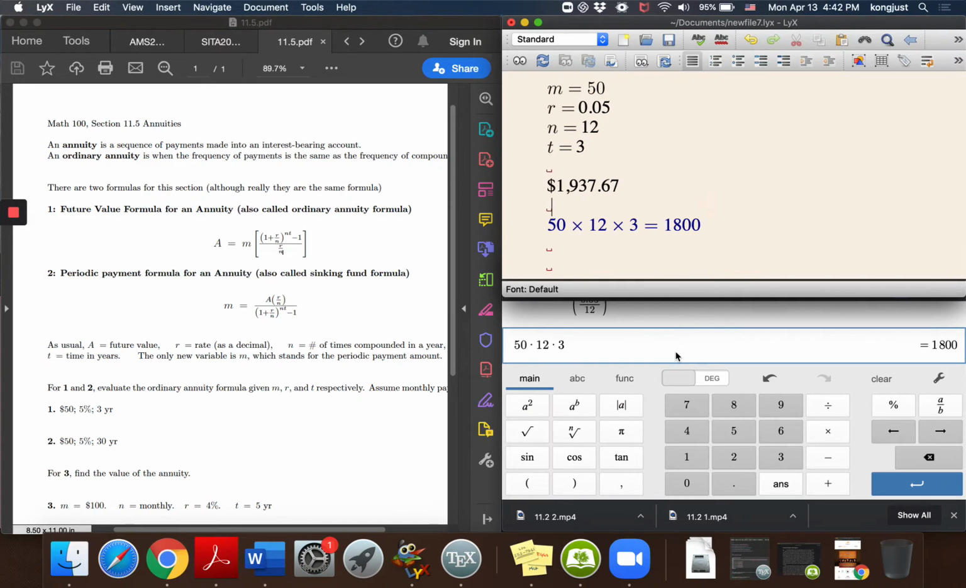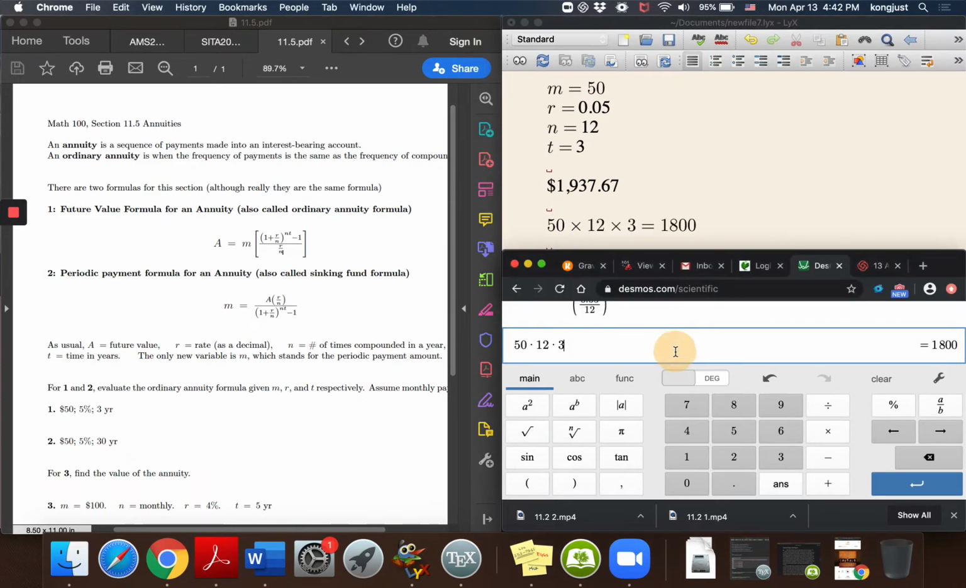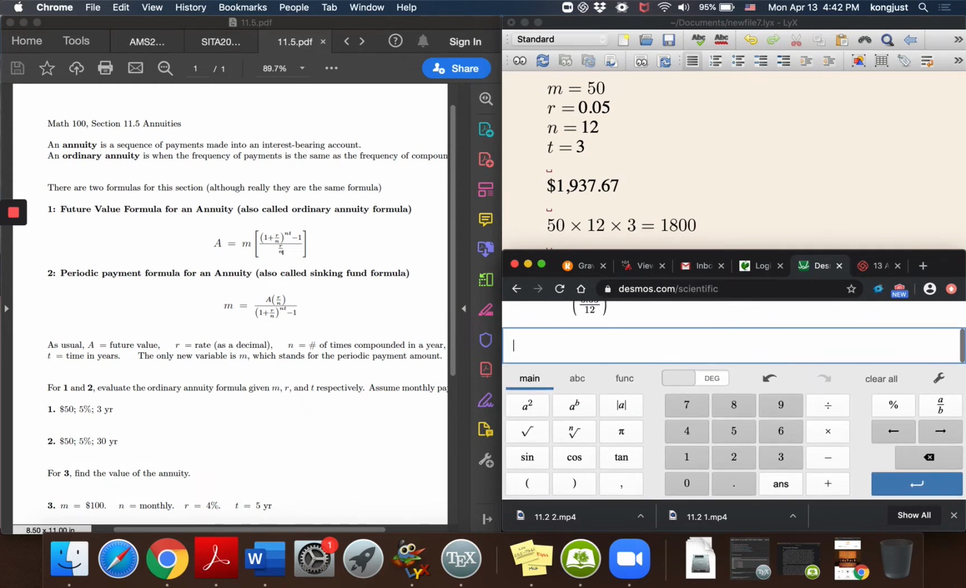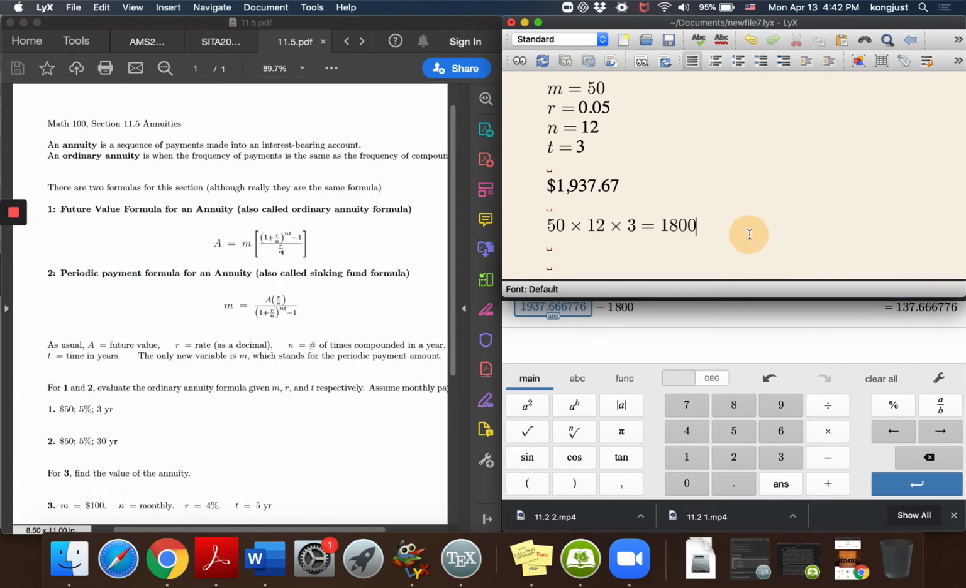Okay, so 1,800 for the course of 3 years was deposited, and how much was interest? Interest was the value that I ended up with, 1937.67, minus that 1,800 that I deposited. So in other words, $137.67 was the interest amount. So 1,800 was deposited total, and then 137.67 was the gain in interest.